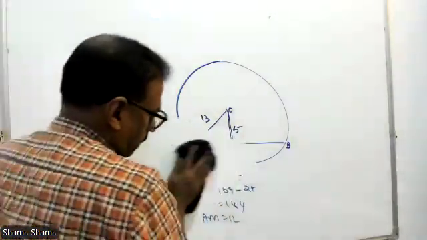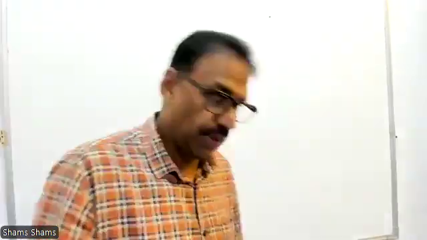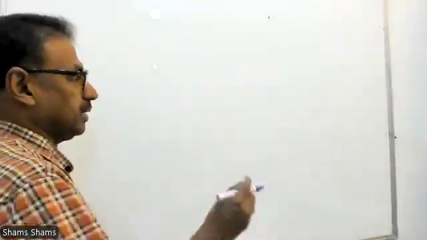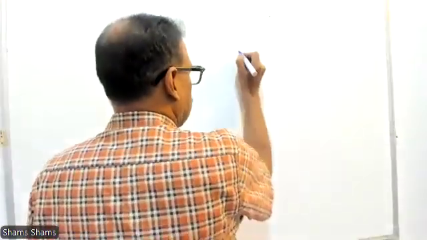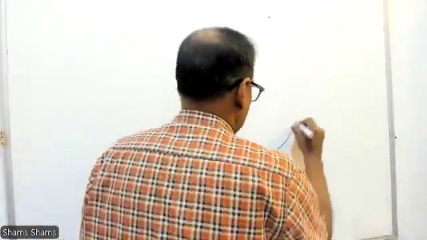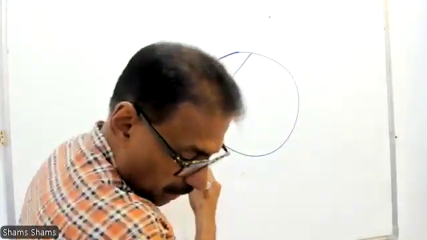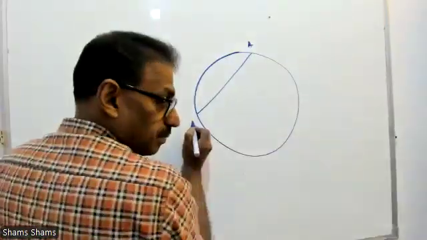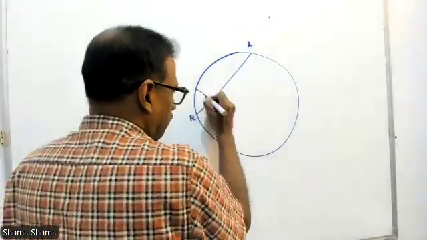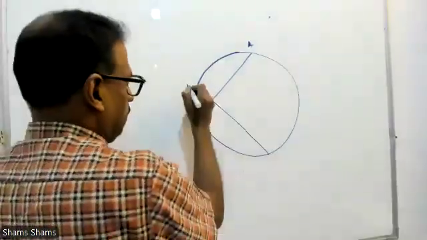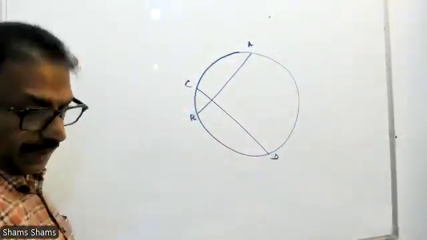Read the question. Okay. Look here. Don't do anything, I'll explain. Good question. Two chords. One is here, A, B. Here, C, D. These two chords are intersecting at a point E.